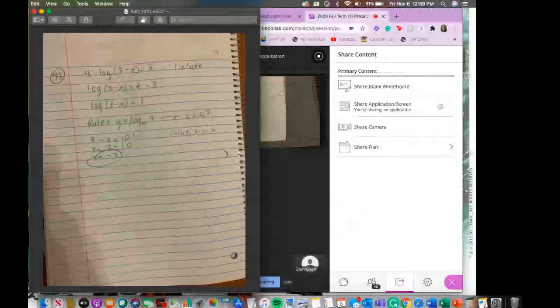And you apply the rule, which is log base a of x equals y turns into x equals a to the y power. So that way you get 3 minus x equals 10 to the first power. You solve 10 to the first power, so that way you get 10, and then you switch around the equation, so that way you get x equals 3 minus 10, solve that, and you get x equals negative 7. Great. Good job, Sarah.